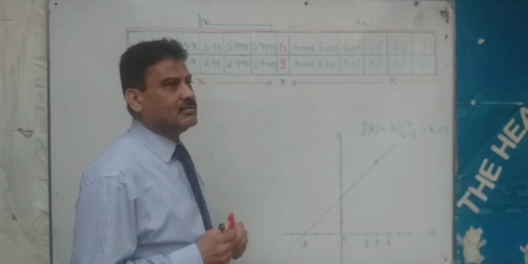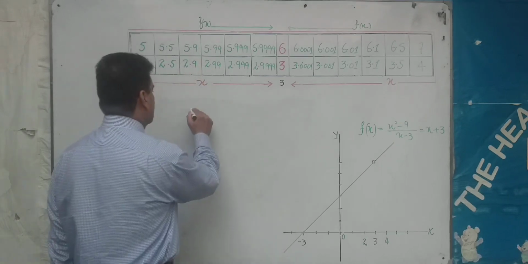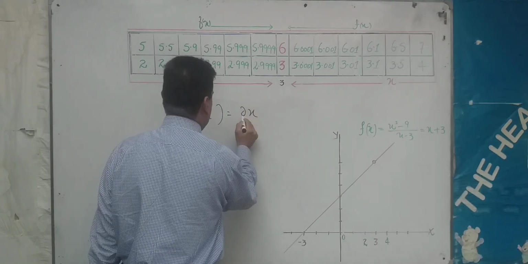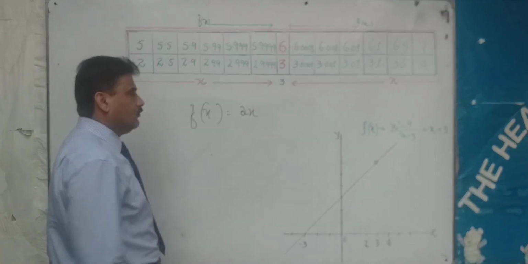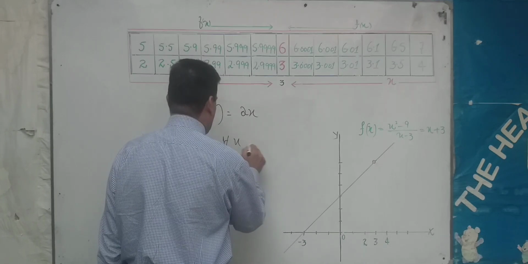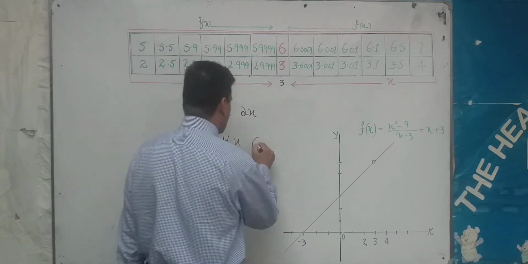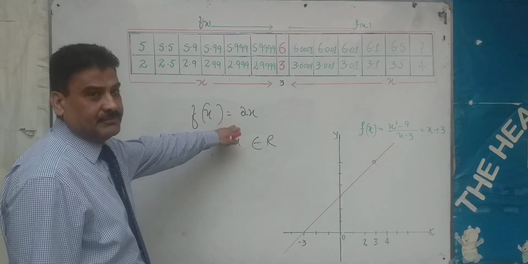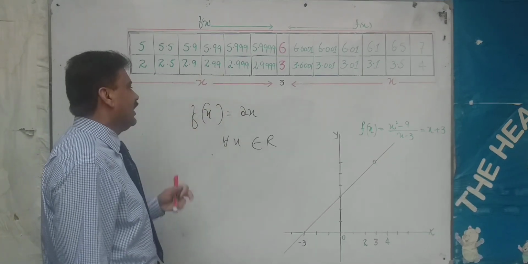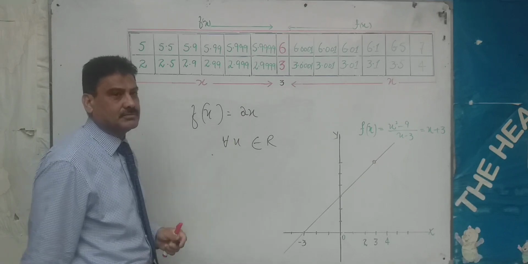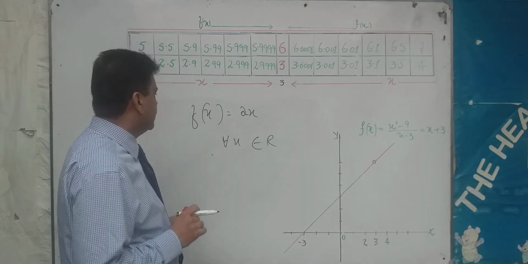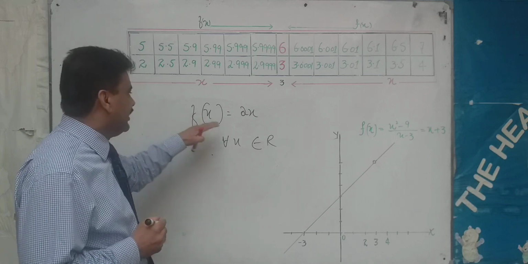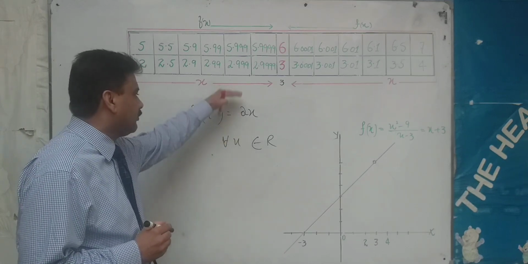For example, suppose we have a function f of x equal to 2x. For each x belonging to the set of real numbers, the function is defined. Hence, there is no need to find the limit at any point, because the function is continuous at each point.